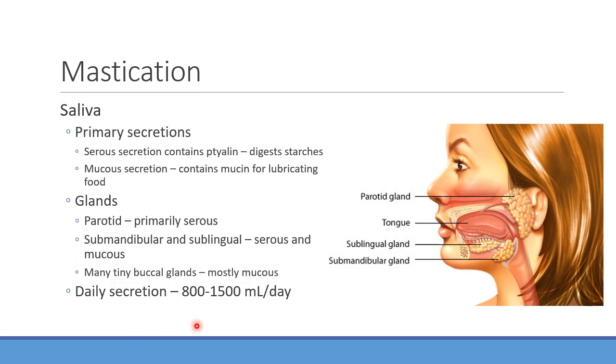Typically you're secreting around 800 to 1500 mLs per day. Again, you don't lose all that fluid, because you reabsorb it through the GI tract as well. So it's usually going to be a net balance as far as volume goes.